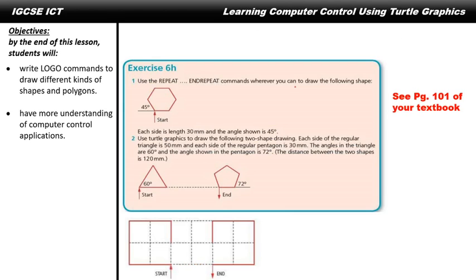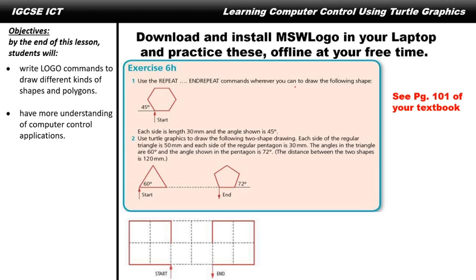All right. So I'll leave you with this. I want you to download and install MSW Logo on your laptop and practice this offline. Please, no internet is required for this. Just download the software, install it, and practice all these shapes on your own. Make sure you are able to draw it exactly the way it is. In IGCSE ICT, there's what is called 100% accuracy. It must be 100% accurate, otherwise you will lose marks. Sometimes you will not even get the mark.